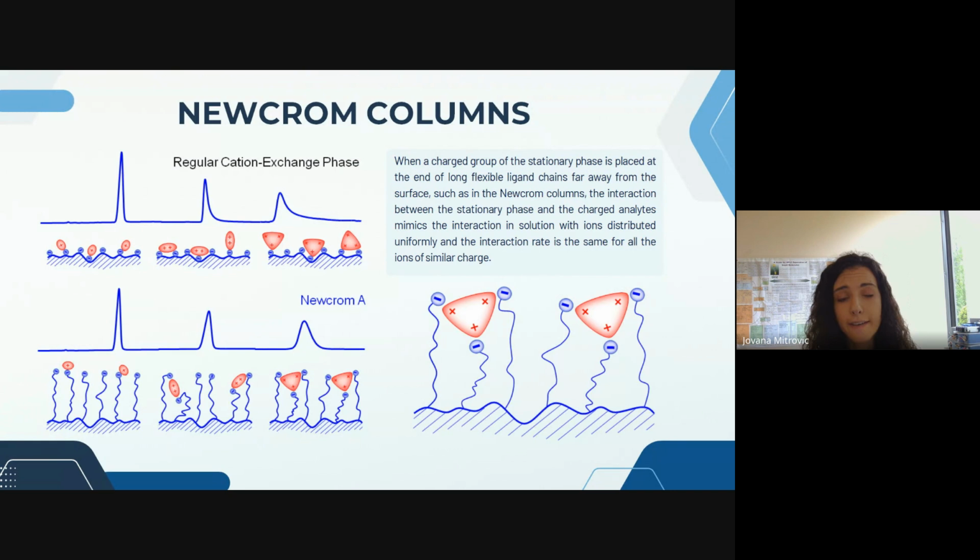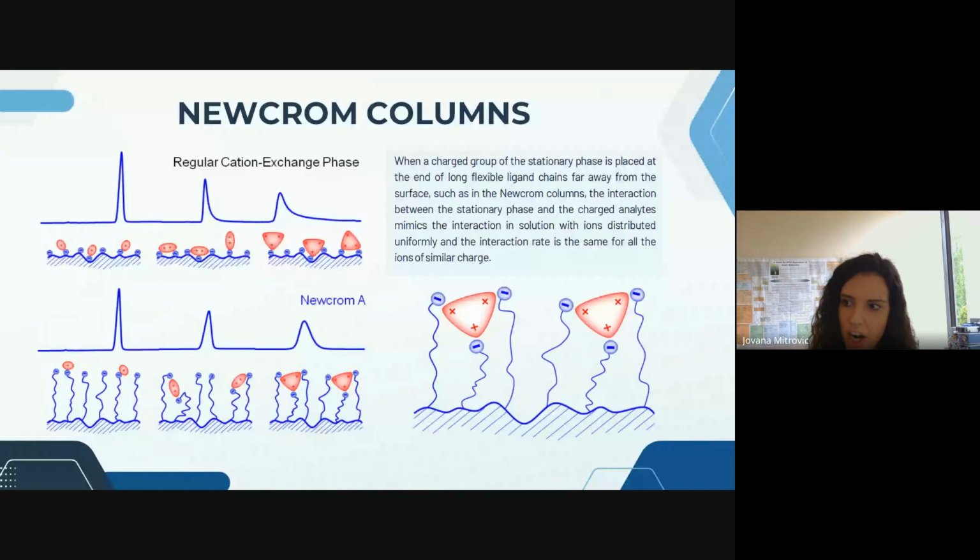And thanks to their flexible ligand architecture and innovative charge positioning, Nucrom columns are particularly effective at separating highly multi-charged compounds. In traditional ion exchange columns, multi-charged analytes often interact non-uniformly with the stationary phase, leading to poor peak shape and inconsistent retention. These issues arise from the fixed surface-bound nature of the ionic group, which can limit accessibility and hinder uniform interactions. Nucrom columns address this challenge by positioning ionic interaction sites away from the silica surface.